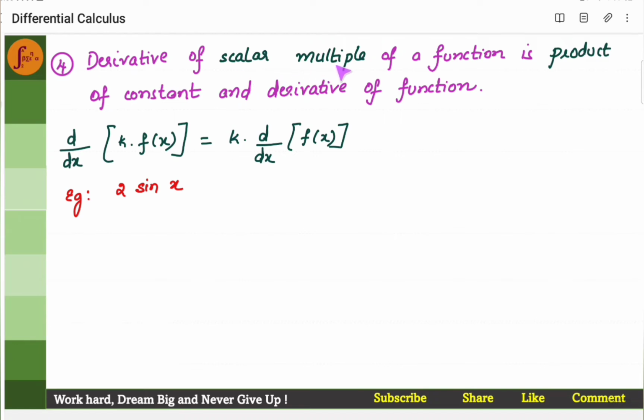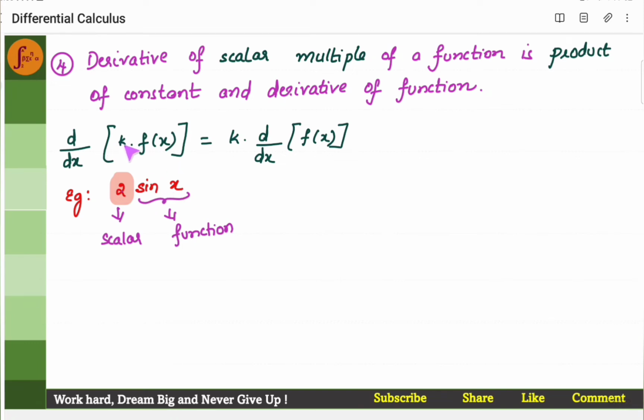Derivative of a function when there is a scalar multiple. A scalar multiple is nothing but a constant. You have a constant which is multiplied with some function. For example, 2 sin x. 2 is a scalar, and sin x is a function, right? Any number becomes a scalar. So how do we find the derivative when you have such a case? You have to keep the scalar outside and find the derivative of only the function.